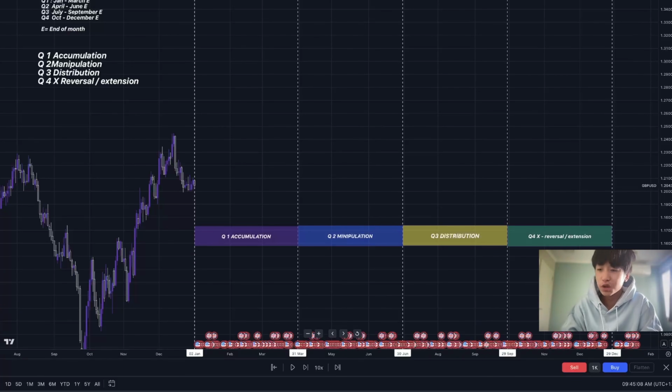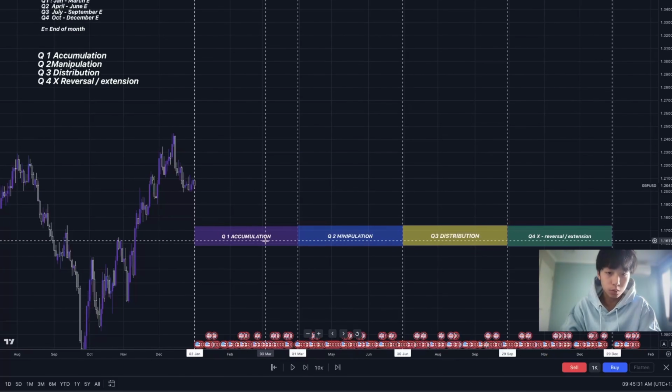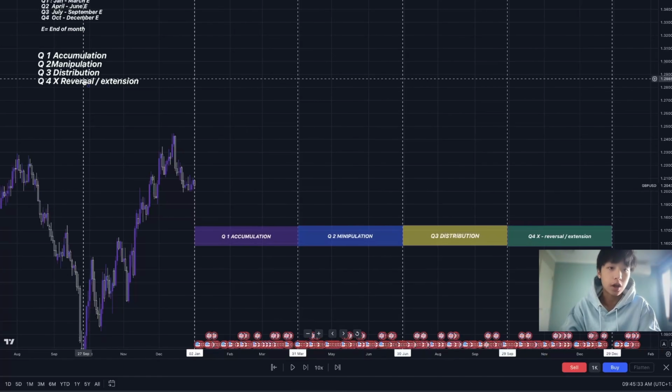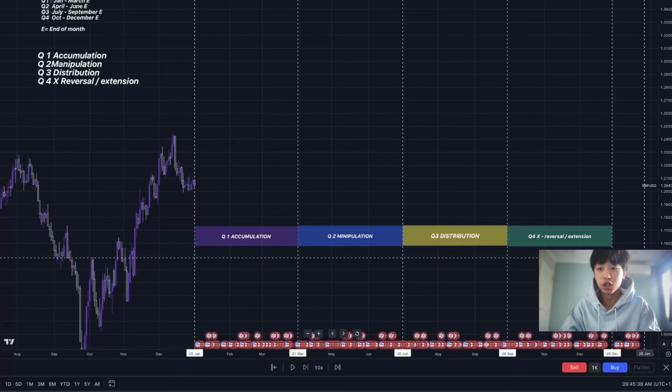Okay, so this is the yearly example on GBP USD from 2023 to 2024. So in our first quarter, which lasts from January to the end of March, right here, as you can see. So quarter 1 is known as accumulation, quarter 2 is known as manipulation, quarter 3 is known as distribution, and quarter 4 is known as reversal / extension.